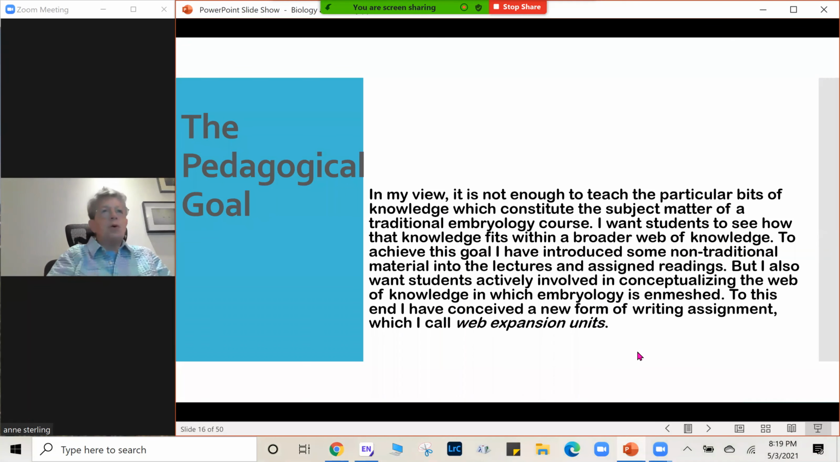So the pedagogical goal of such a course is not to teach particular bits of knowledge that constitute the subject matter in a traditional way. Instead, it is to encourage students to see that knowledge fits within a broader web of knowledge. To achieve this goal, I introduced some non-traditional material into the lectures and into assigned readings. But I also want students actively involved in conceptualizing the web of knowledge in which embryology is enmeshed. And so to this end, I also conceived of the third component, a new form of writing assignment that I called web expansion units.